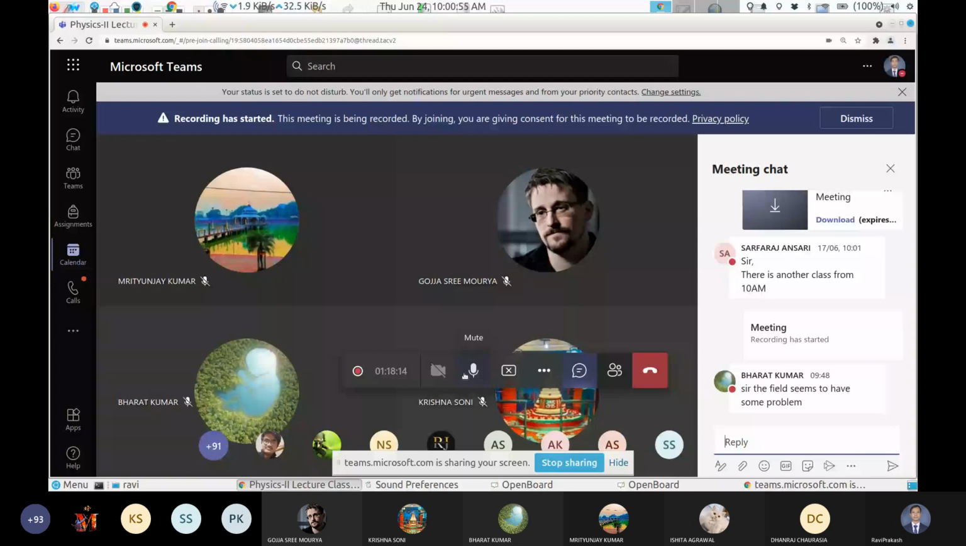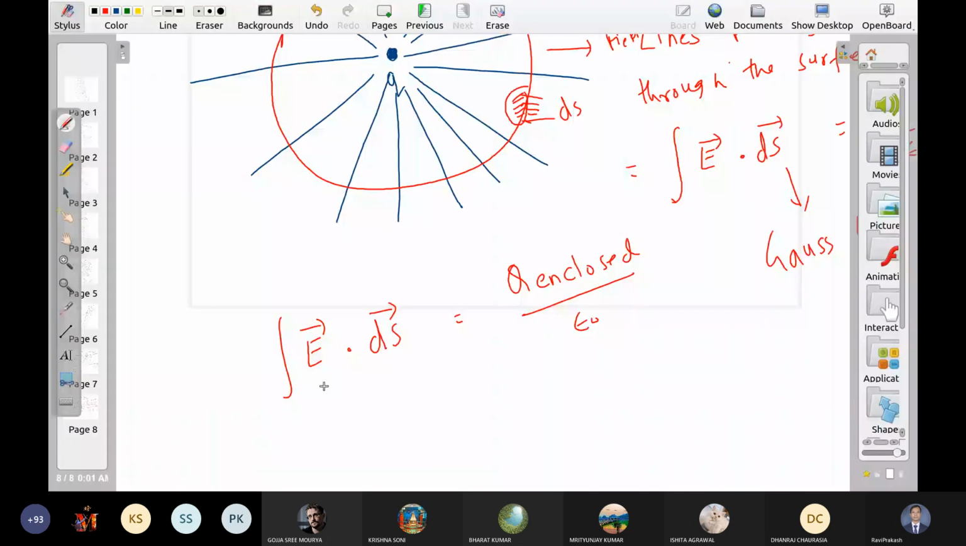So electric flux, the integral of E dot ds over the whole surface, is the electric flux passing through that surface. It is always equal to the charge enclosed by the surface, whatever charge is inside the surface, divided by epsilon naught. What is this quantity?